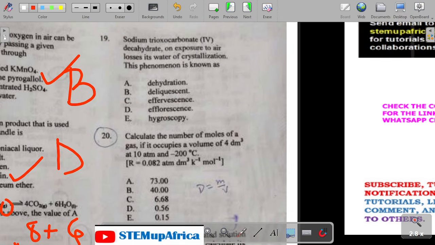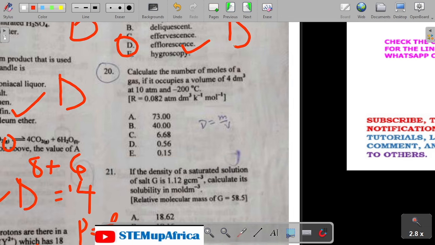Number 19. Sodium carbonate decahydrate, when exposed to air, loses water of crystallization. The phenomenon is known as efflorescence, which is D, efflorescence. Then let's see number 20.